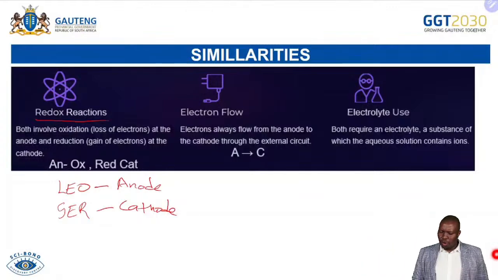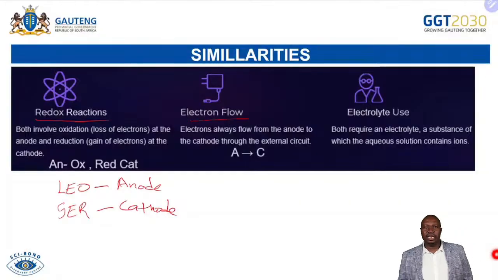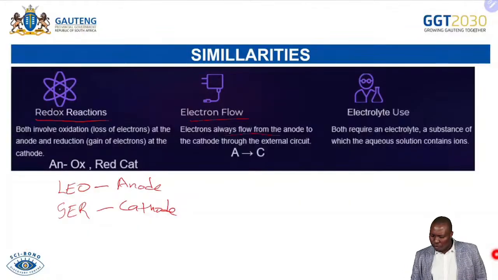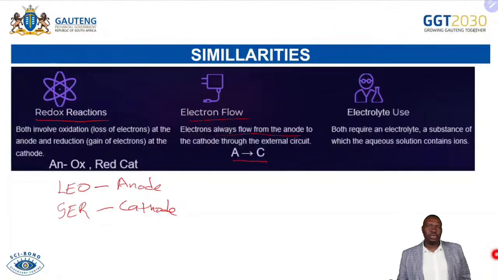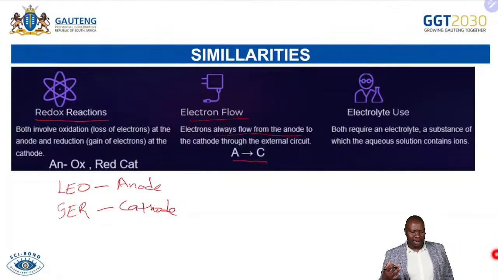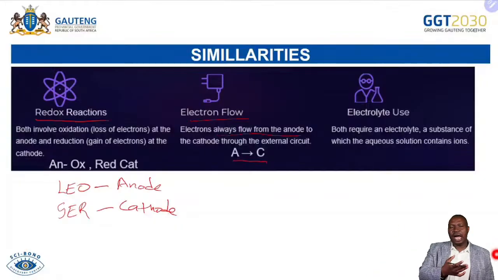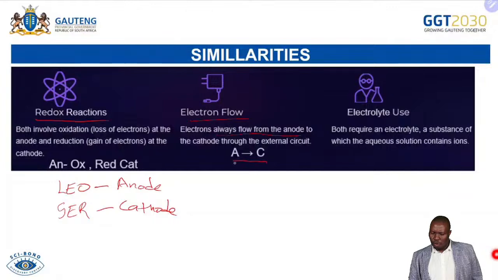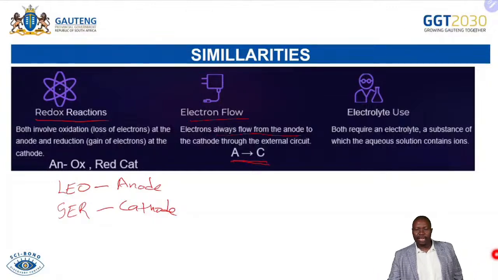Now, when it comes to electron flow, how are the electrons flowing? Are they flowing in the same direction in the anode and the cathode? Electrons always flow from the anode to the cathode, from A to C. You know ABC, so it's not from C to A. The electrons will be lost at the anode and gained at the cathode. So electrons always flow from A to C for both galvanic and electrolytic cells.